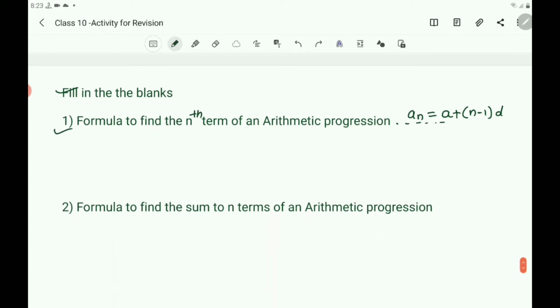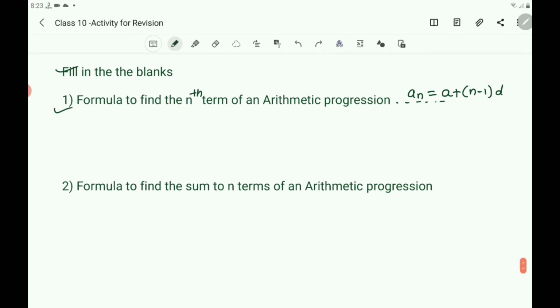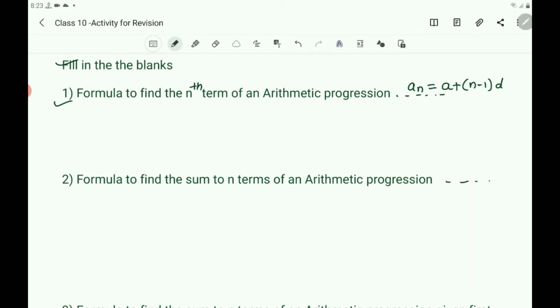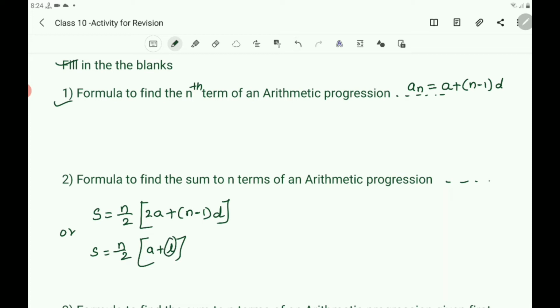Next, formula to find the sum to n terms of an arithmetic progression. That is s equals n by 2 into 2a plus n minus 1 into d. And what is n here? N is the number of terms and a is the first term and d is the common difference. When a, d and n are given, then the formula is s equals n by 2 into 2a plus n minus 1 into d. Or you can write s equals n by 2 into a plus l, where a is the first term and l is the last term. But here there is only one blank, so you write this only.